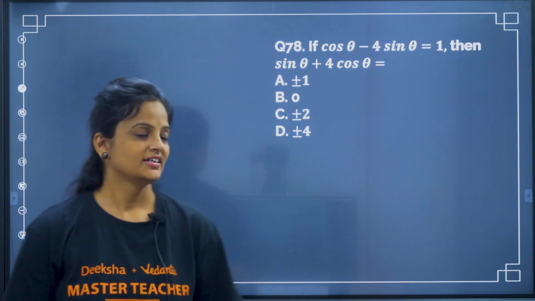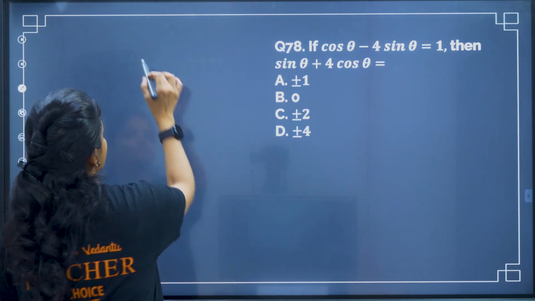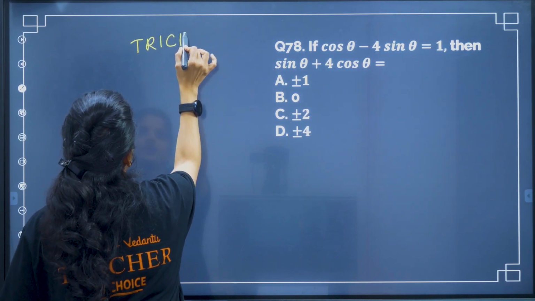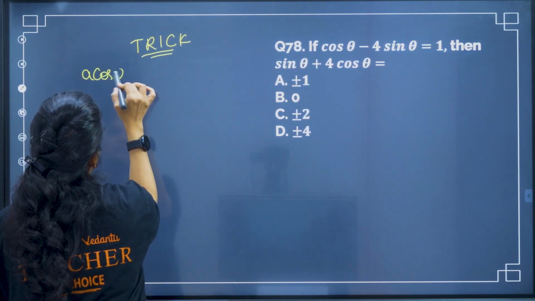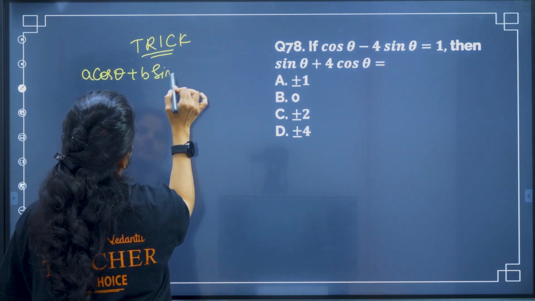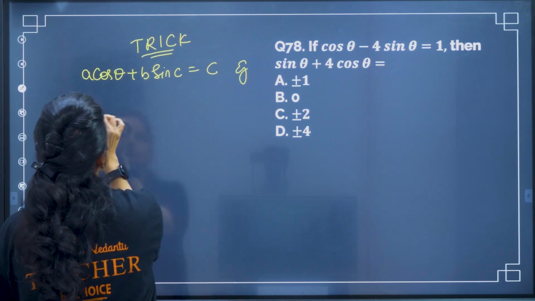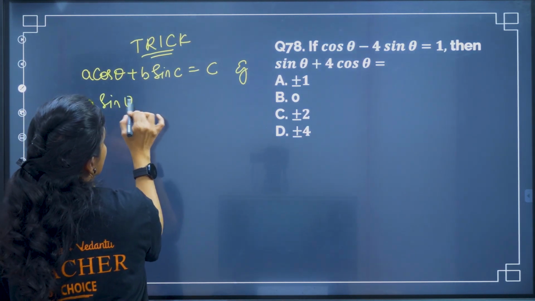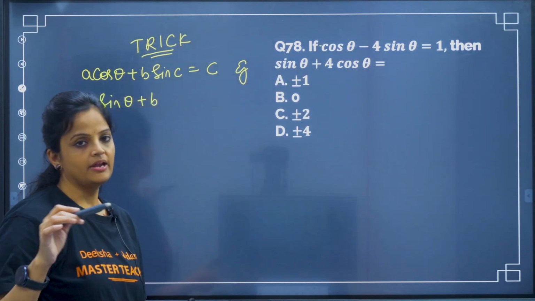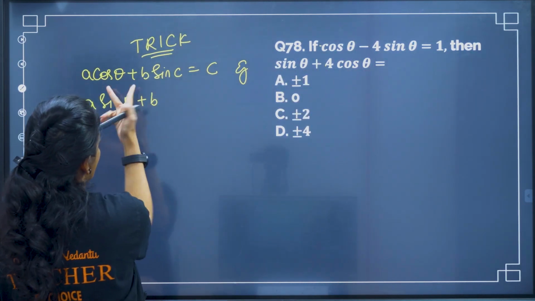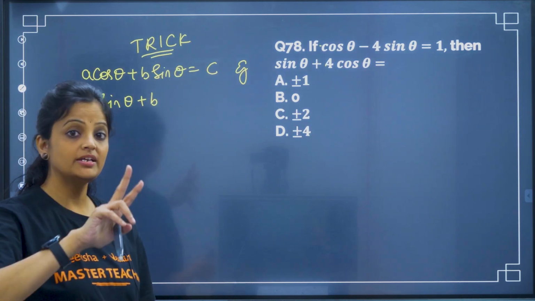78th one. Cos theta minus 4 sin theta is equal to 1. Here also we have a trick. Whenever I have the form A cos theta plus B sin theta is equal to C, and when they ask you A sin theta plus B cos theta, A and B exactly have to be the same. Only cos and sine theta should be interchanged.